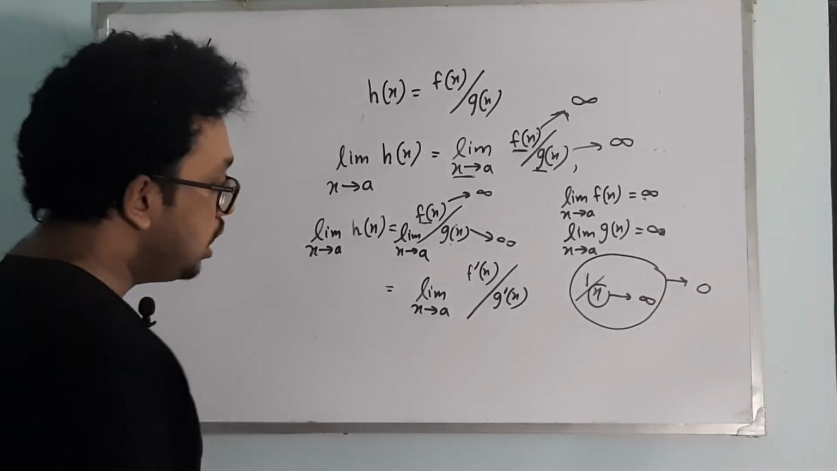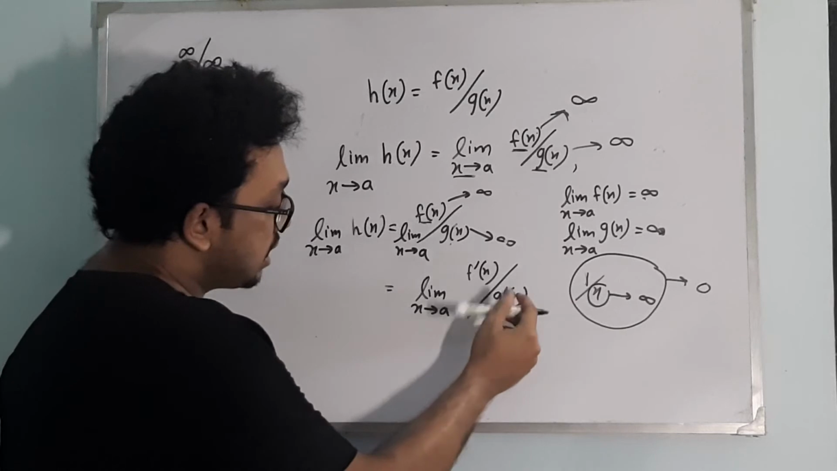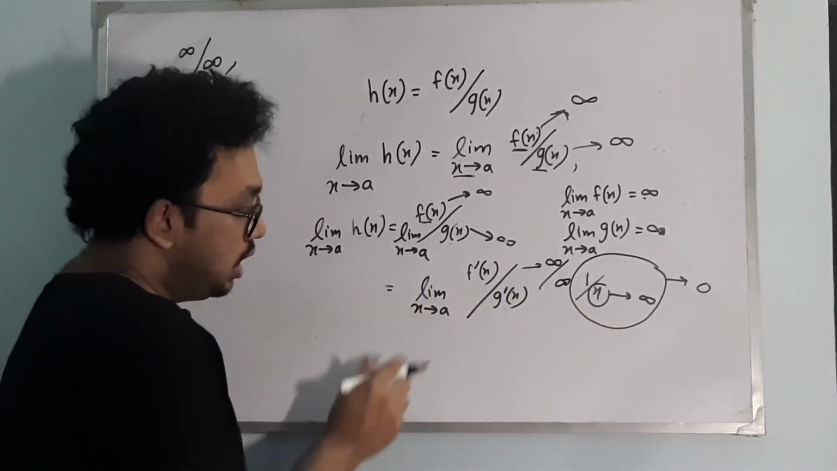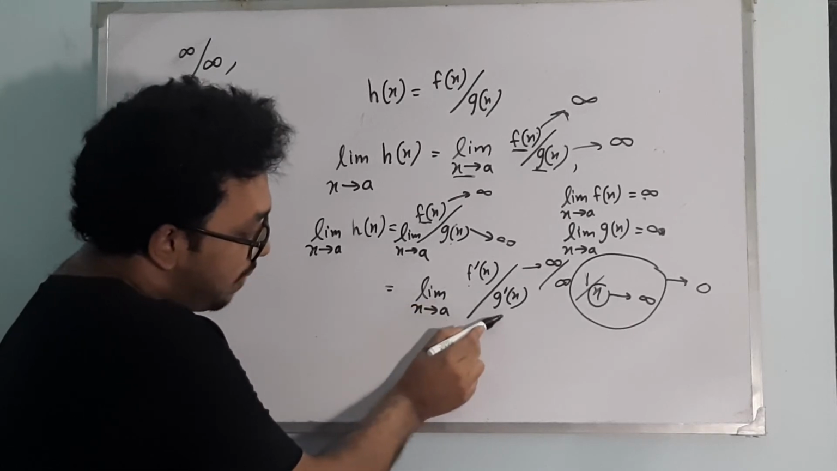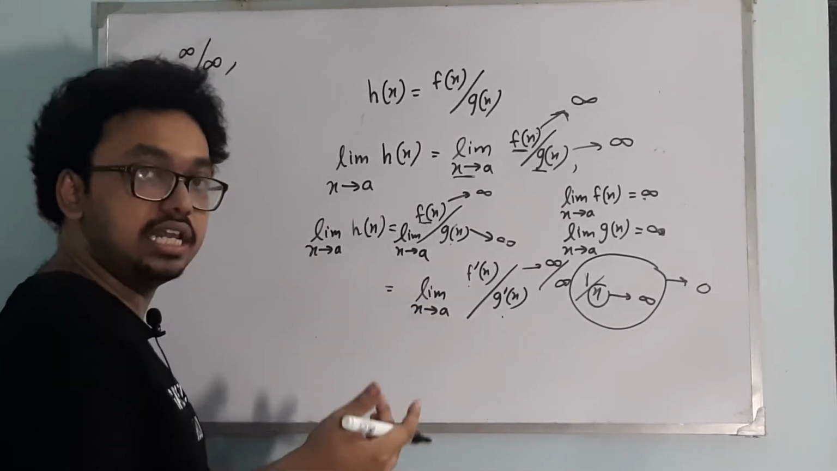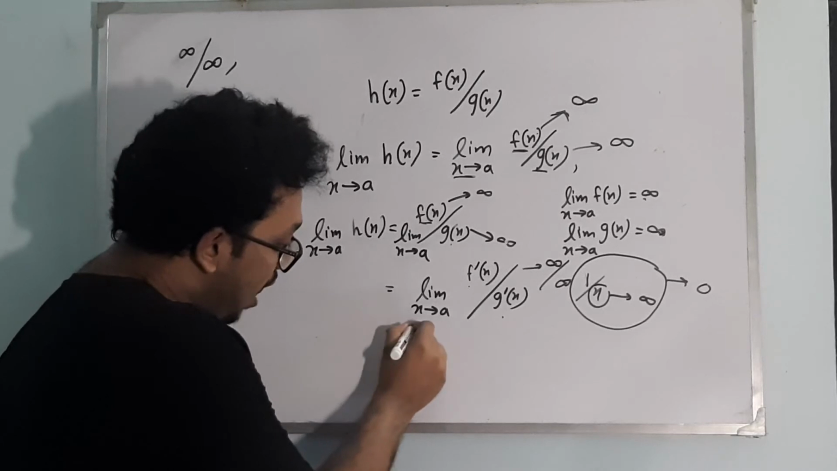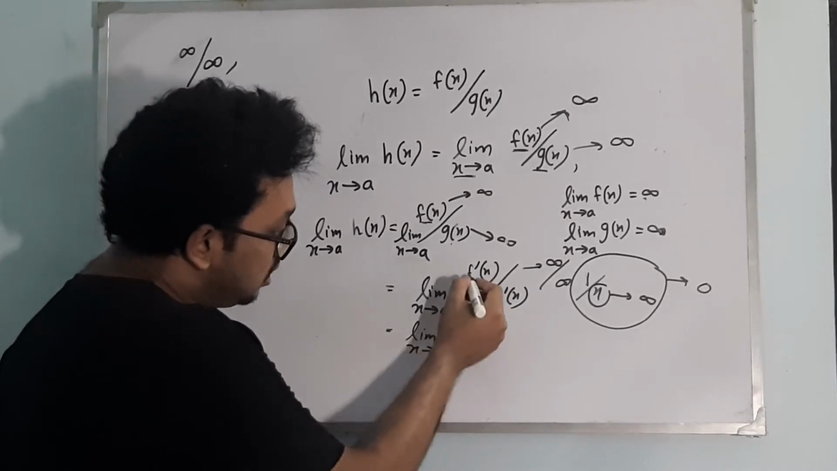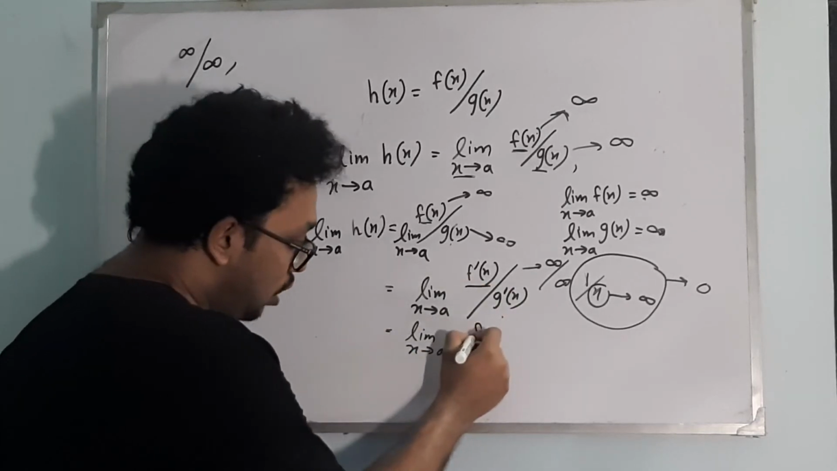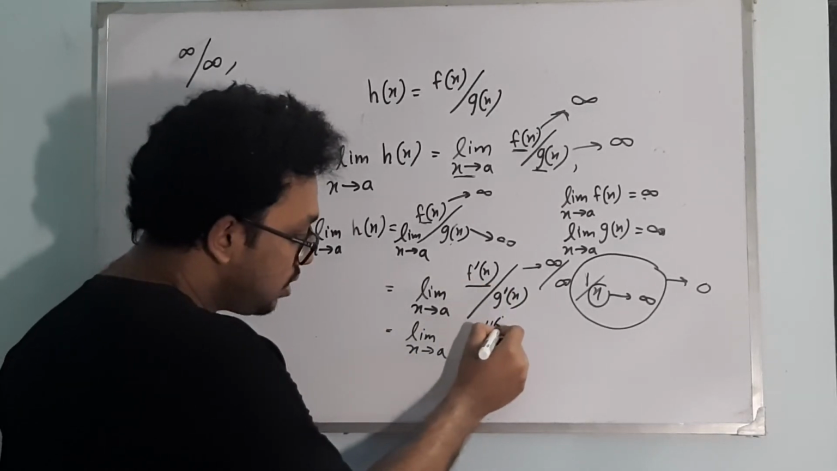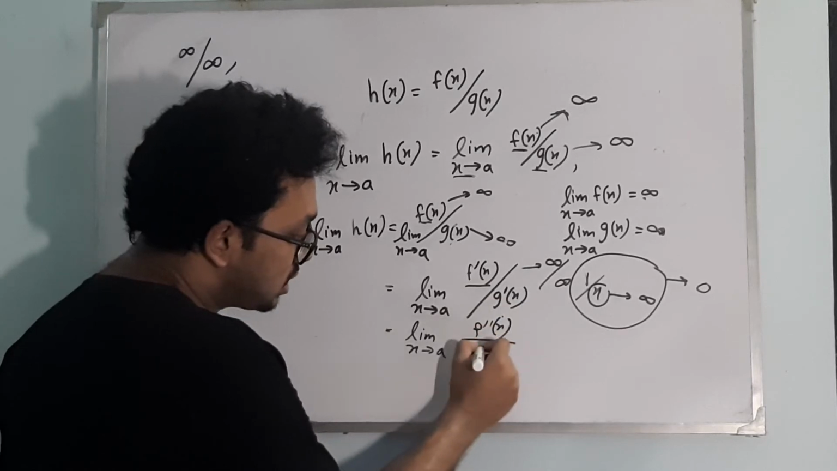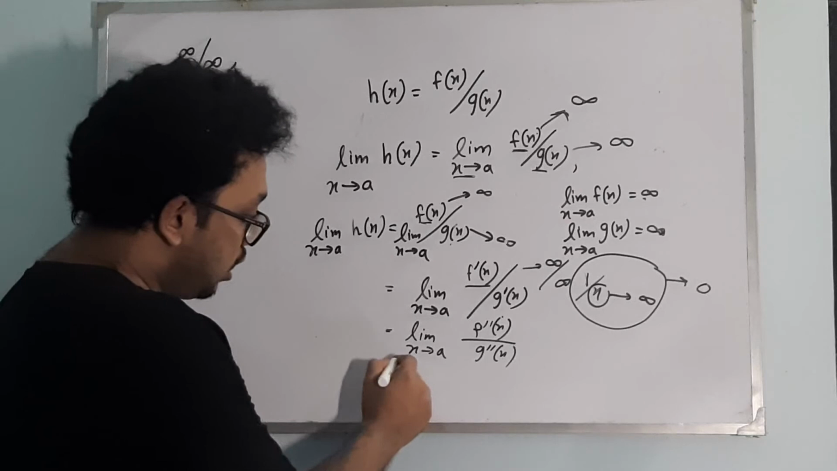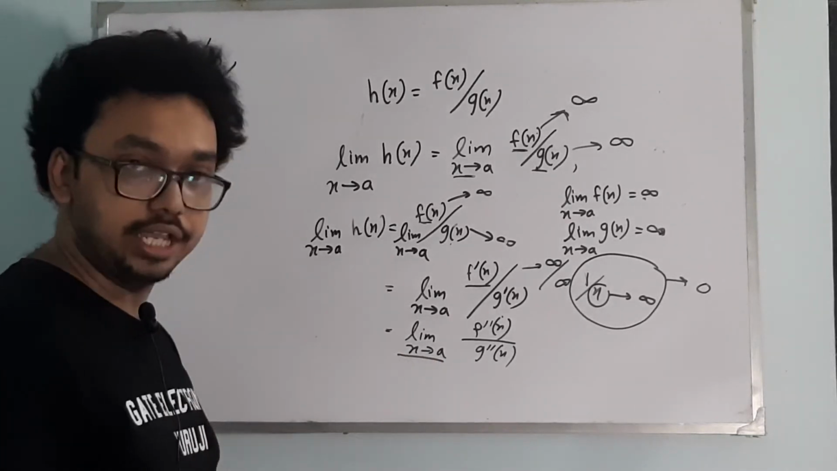Clear? Now if you obtain that this a prime x by g prime x is again present in an infinite by infinite form, then you have to again differentiate a prime x and g prime x. If you differentiate a prime x again, you will obtain a double prime x. If you differentiate g prime x, you will obtain g double prime x. Clear? And you have to find out the limit at x equal to a.